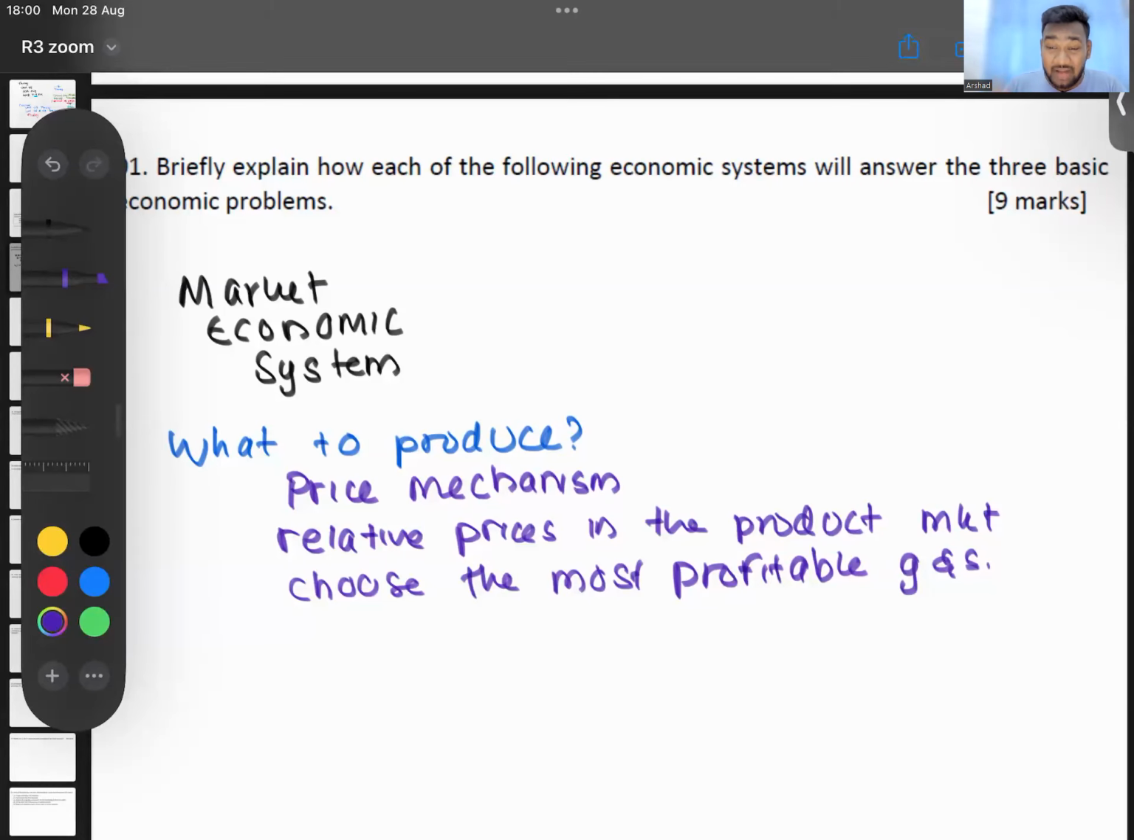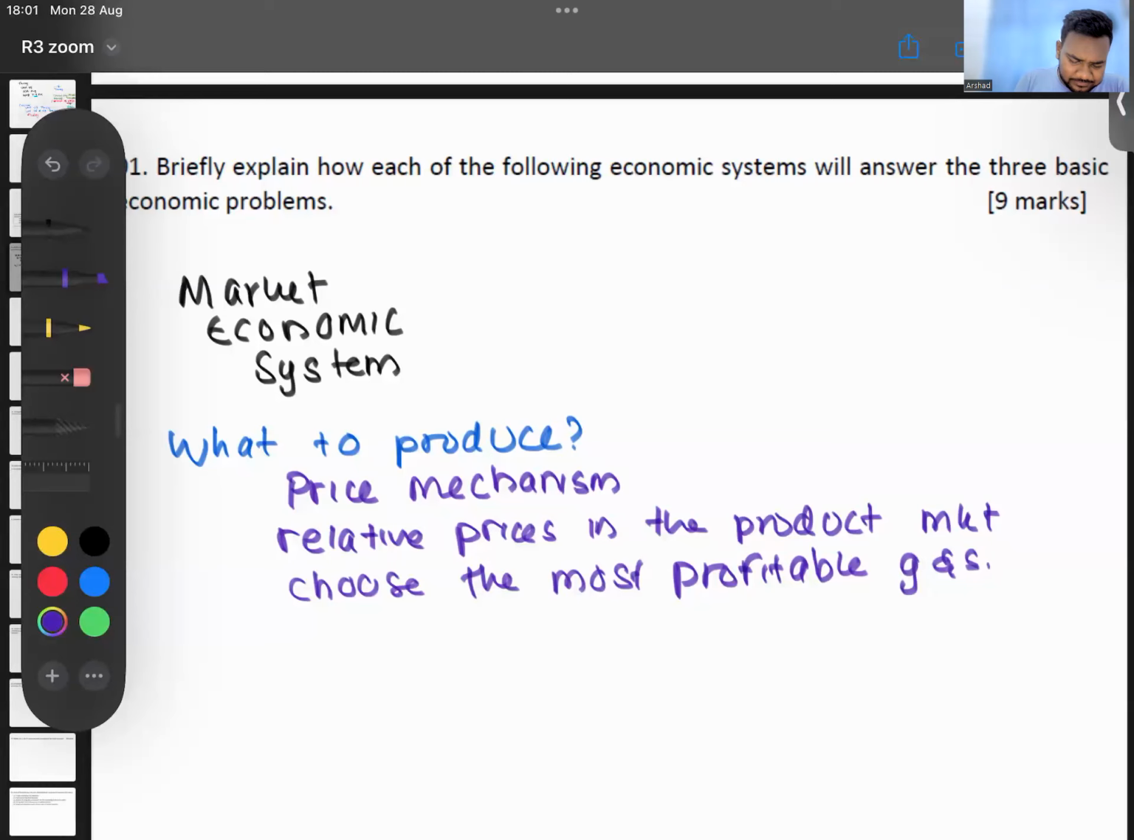They look at the relative prices in the product market. And after that, they choose the most profitable goods and services. So they go and supply the most profitable. They don't care whether this good is harming the environment or good for the society. If cigarettes is the one that is most profitable, that is the one giving the most profit, they'll go and supply cigarettes, guys. That's how a market economy answers the what to produce question.